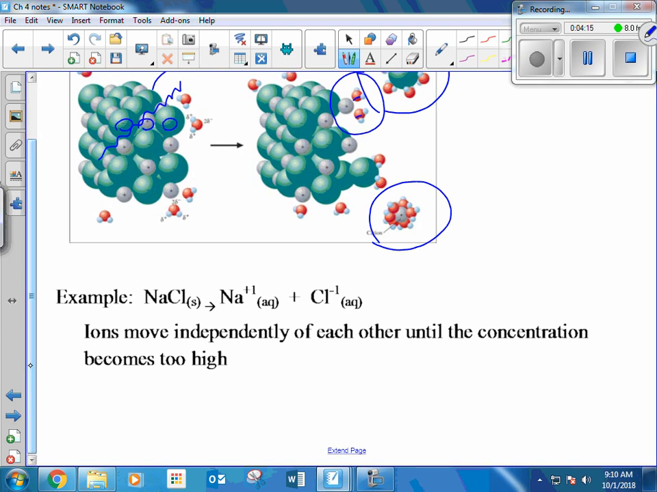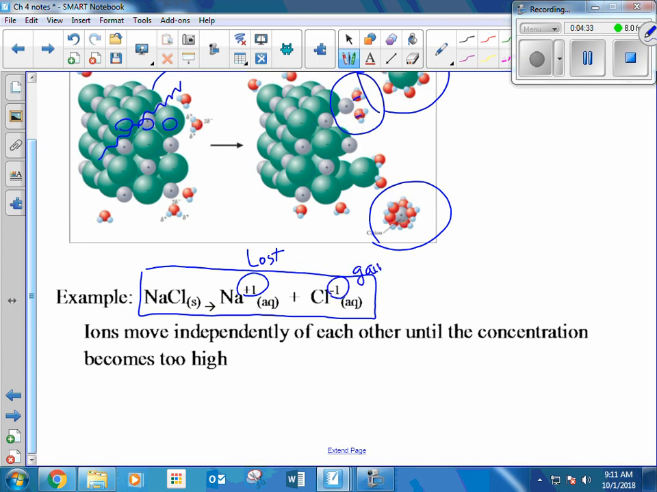If you look at this net ionic equation right here, you can see that we have our salt crystal dissolving into the sodium ion, the cation here, and then we have the anion, the chloride ion. Again, remember the positive charge means that it has lost an electron, and the negative charge means that it has gained an electron. Ions move independently of each other, even though we see that it's NaCl and a salt crystal. When they are ions, they're moving independently, bouncing around in the water, attracted to the ends of the water molecule.